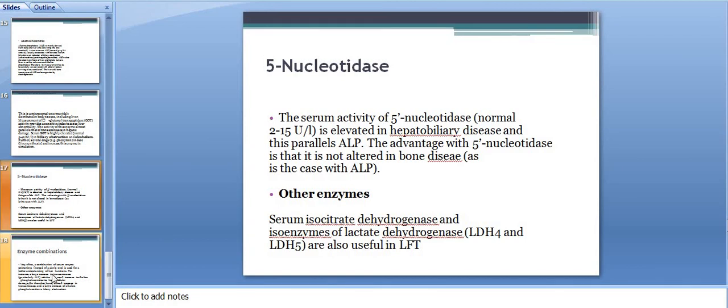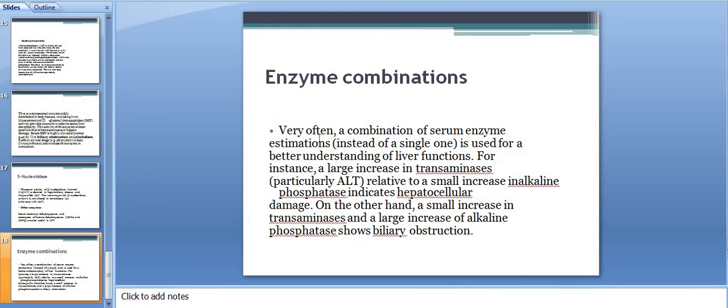Next, coming to enzyme combinations. Very often, a combination of serum enzyme estimations is used for a better understanding of liver functions. For instance, a large increase in transaminases relative to a small increase in alkaline phosphatase indicates hepatocellular damage.